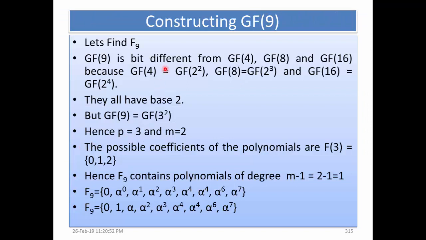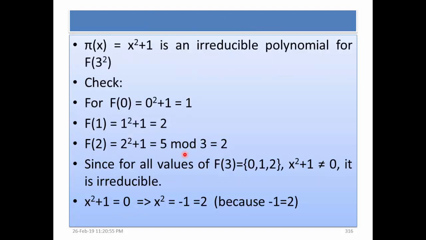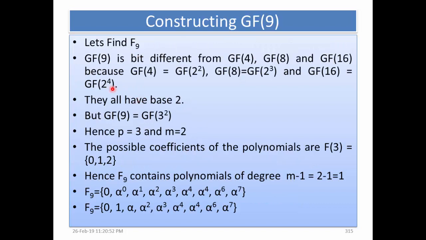Now if we want to construct GF of 9, it will be a little bit different, because here the base will not be binary anymore. Now the base will be 3. So the elements will be 0, 1 and 2, not just 0 and 1. And here the maximum power for the polynomial is also different, because the field is of order 3 squared, so the maximum power is 2 minus 1, which means the maximum degree is 1, and you cannot have any polynomial of degree greater than 1.